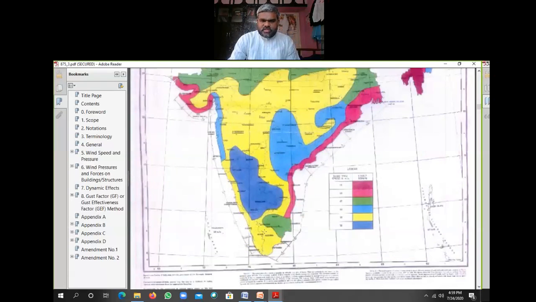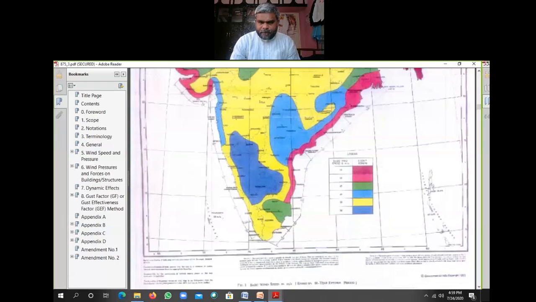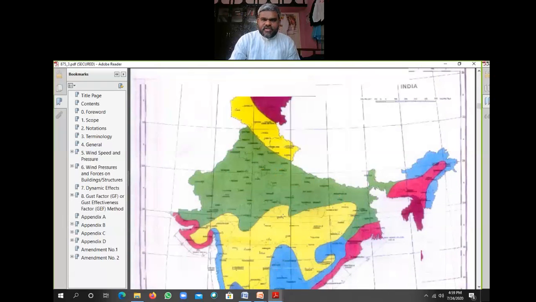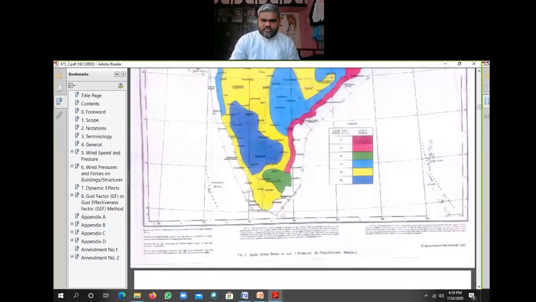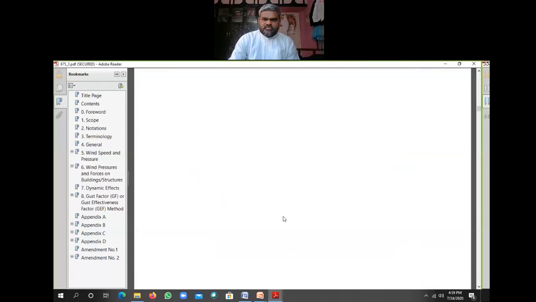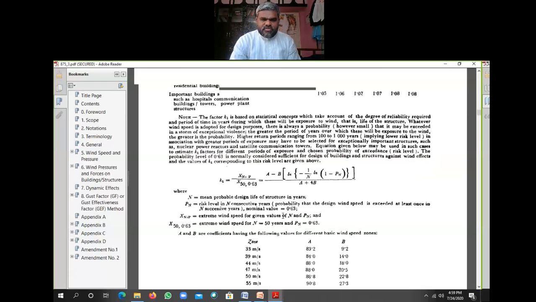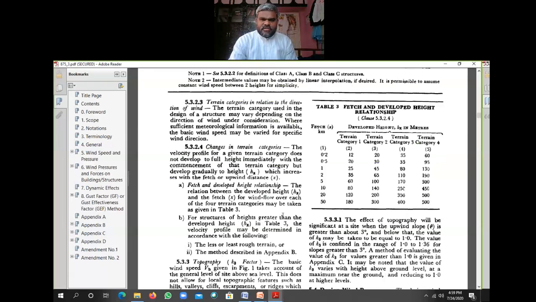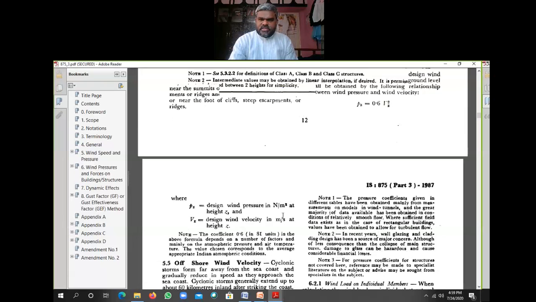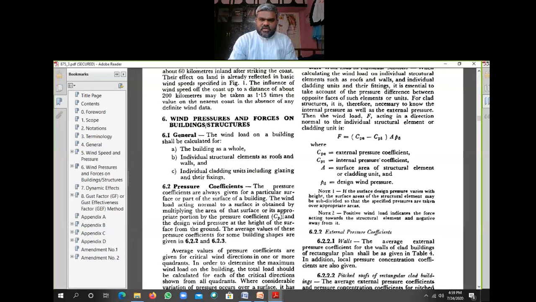See, this is an interesting figure showing different wind conditions, right? See, factors K1, K2 are given here. How K1 is calculated. Based on this, we can take the wind loads on the building, right?